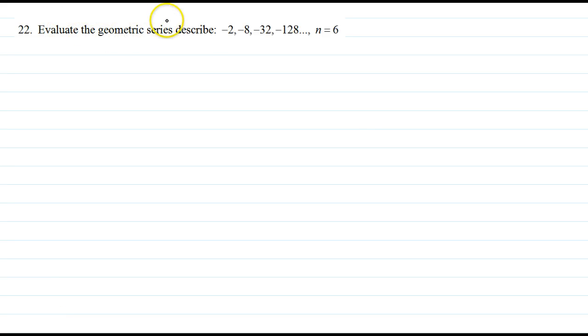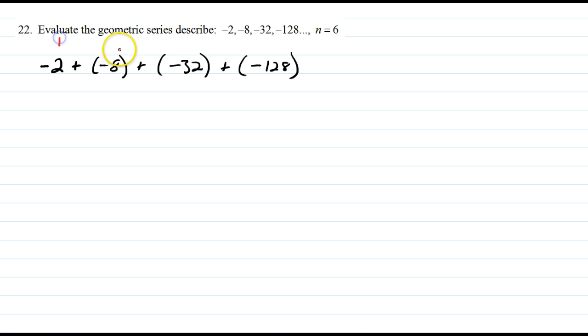So we want to evaluate this series to the sixth term, and so we want to basically just add up the first six terms. So we have 1, 2, 3, 4. So we're really only missing 2 of the terms.